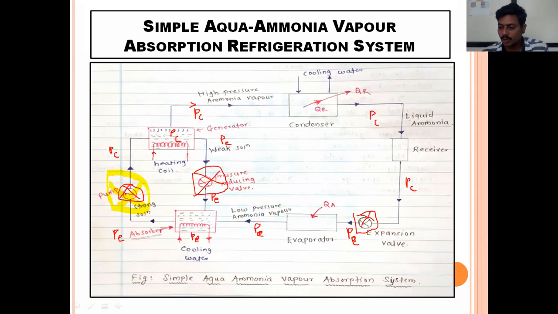To increase the pressure from evaporating pressure to condenser pressure, that was the function of the pump. And whatever pressure reducing valve or expansion valve we were using in that simple aqua ammonia system, the purpose of that pressure reducing or expansion valve was to reduce the pressure from condenser pressure to evaporating pressure.